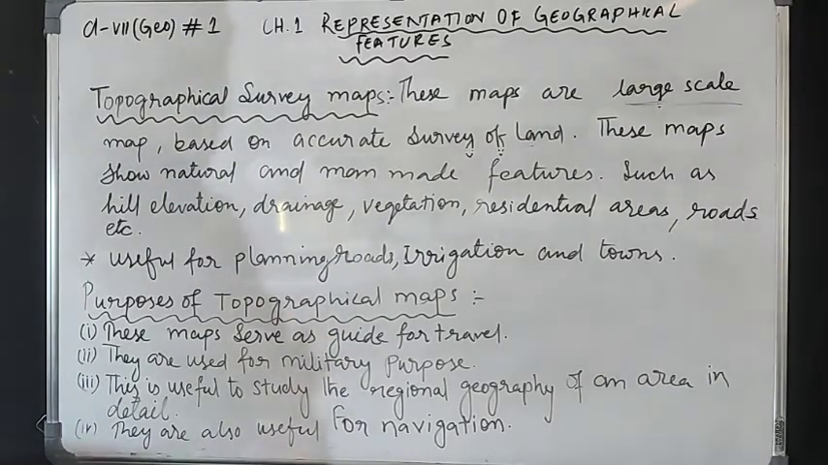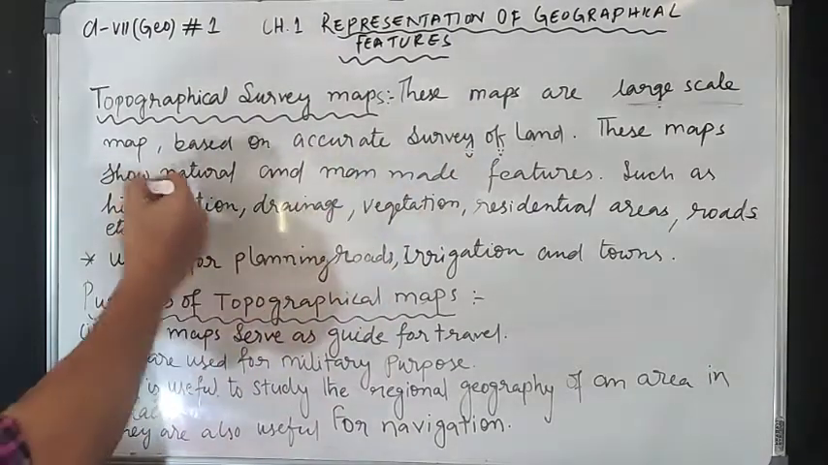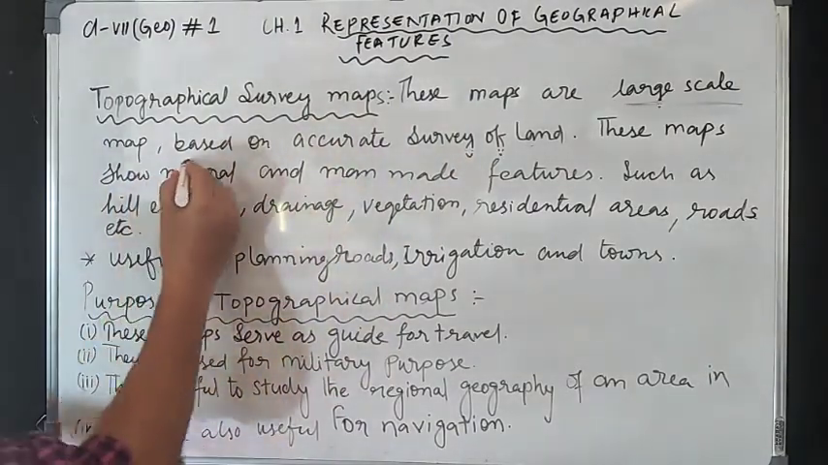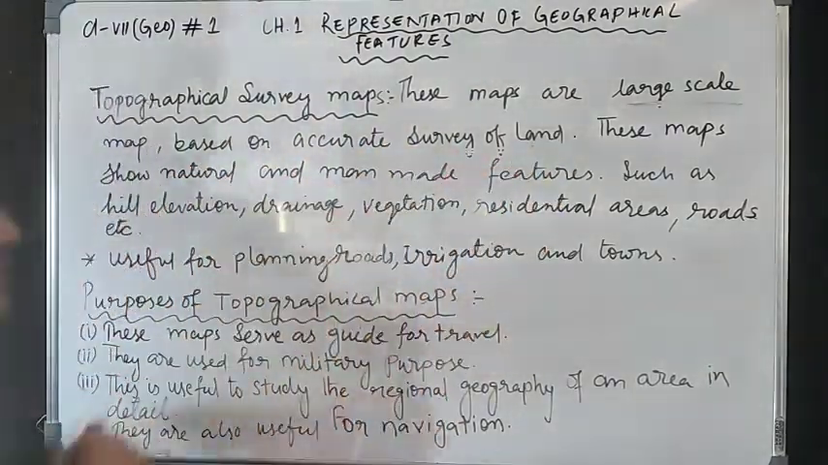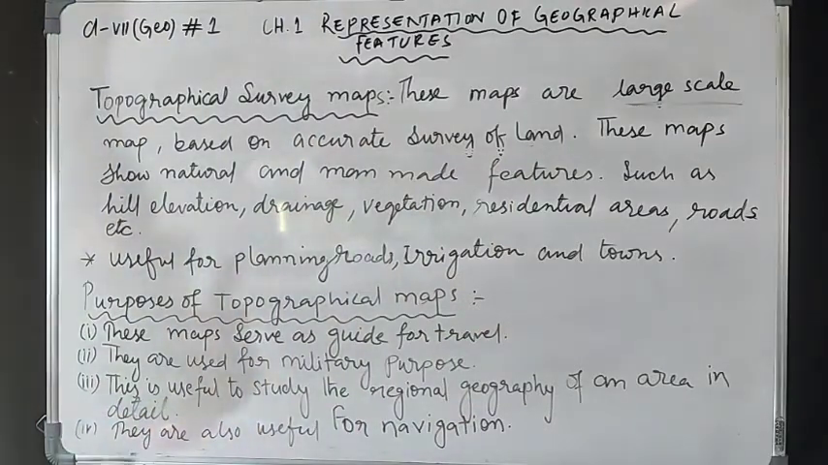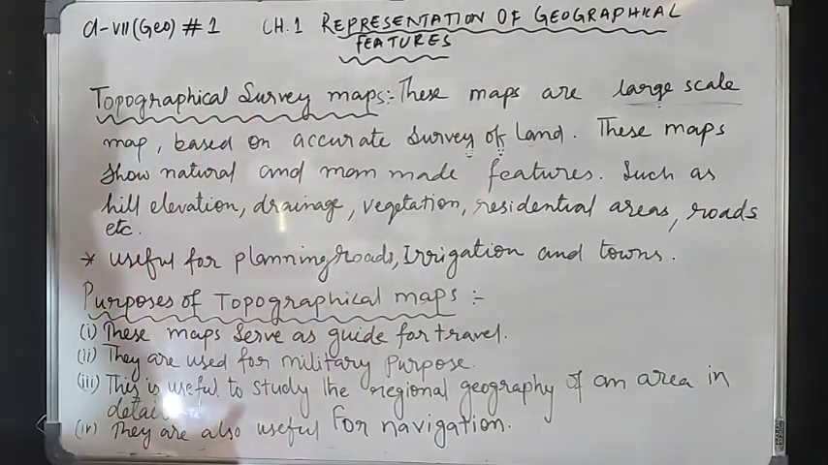So what is a large scale map? You have studied this in your previous class, in class 6. Large scale maps are those maps which show a small area with more, that is, detailed information. So topographical maps are large scale maps, and they are based on an accurate survey of the land. After doing the survey of the particular area, only then is this topographical map prepared.